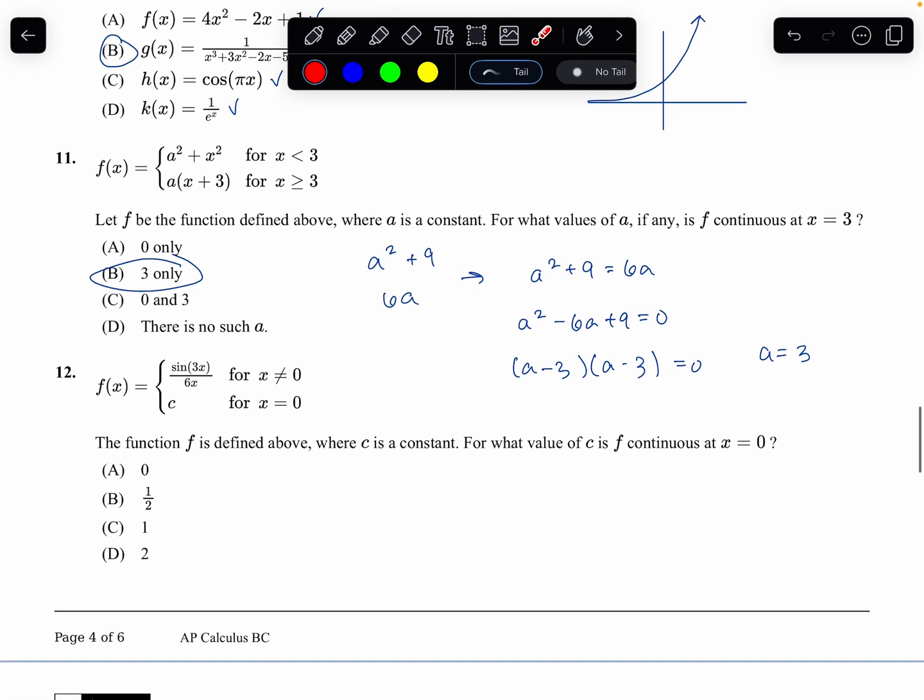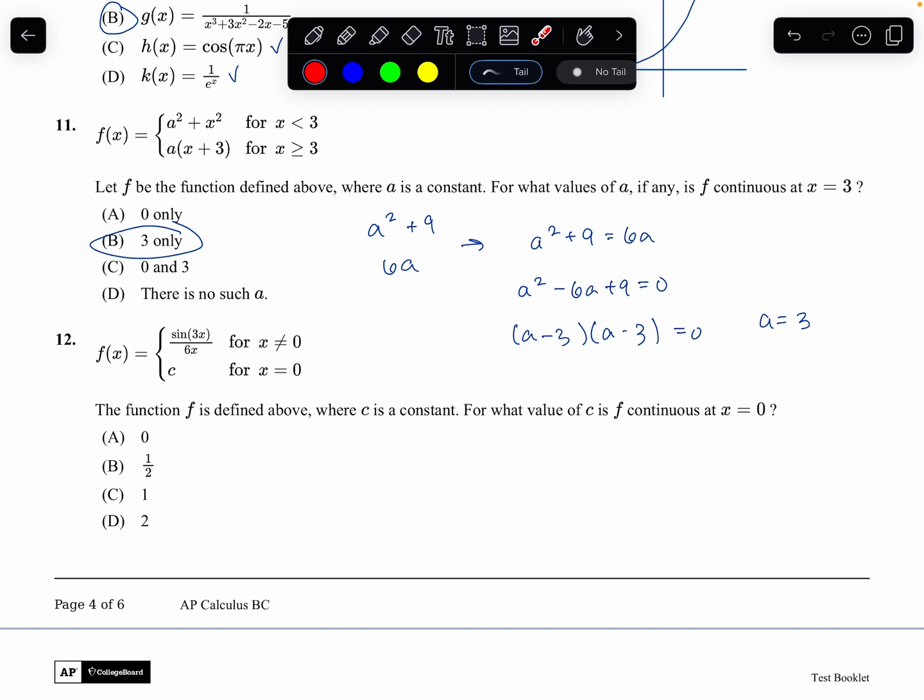So that's that one. All right, looks like we have something similar in 12. The function f is defined above, where c is a constant. For what values of c is f continuous?